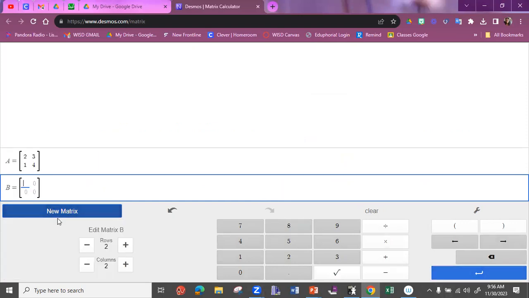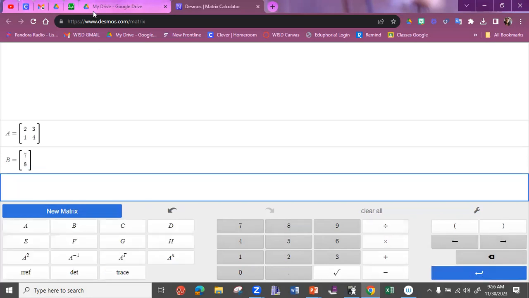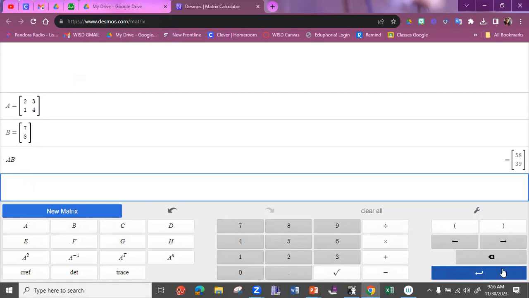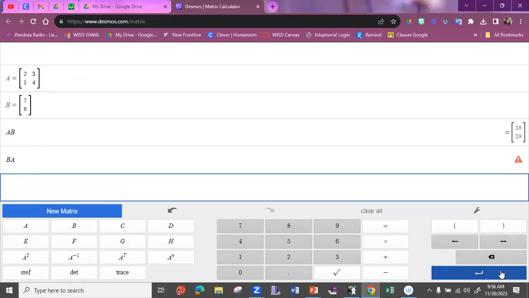Now I'm going to click new matrix and do matrix B. The dimensions of matrix B is 2 by 1. So what are its numbers? 7 and 8. So I've now created the 2. What do I want to do with them? Multiply. So I do A times B and I get 38, 39. Now, just to show you, even though we know B times A is not going to work, I'm going to show you B times A, press enter. And what does it say? Error, right? It doesn't work.